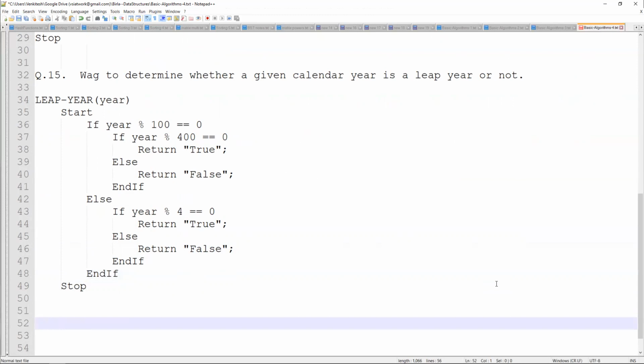All right. So this is the very simple algorithm to compute a leap year. Just go through this once again and check that everything is fine and this makes sense to you. Is that okay? Right.